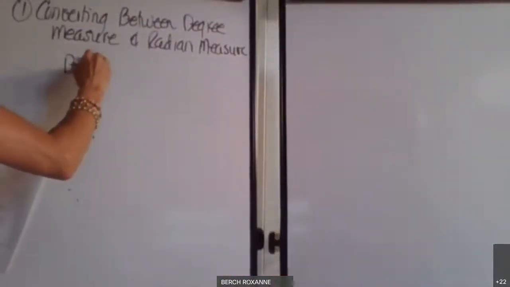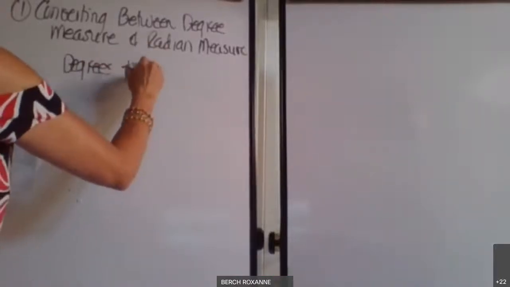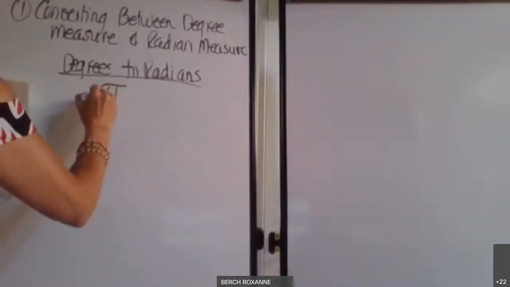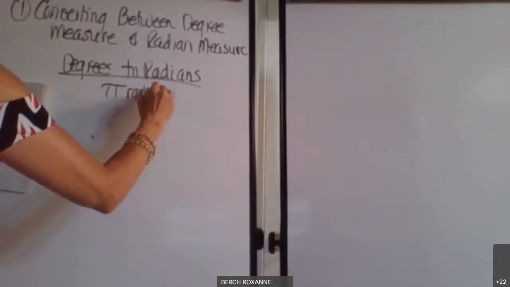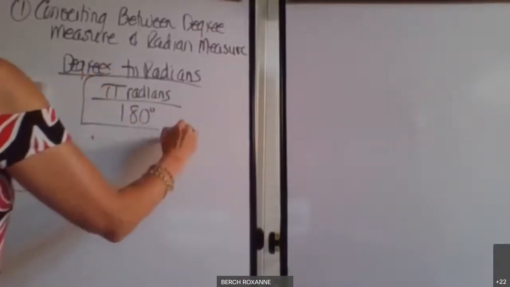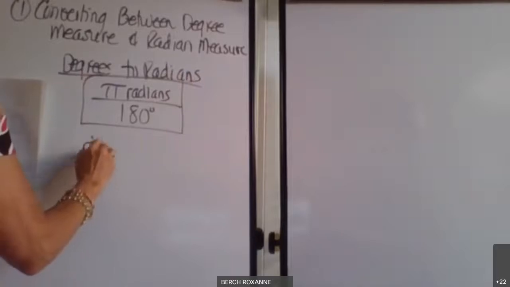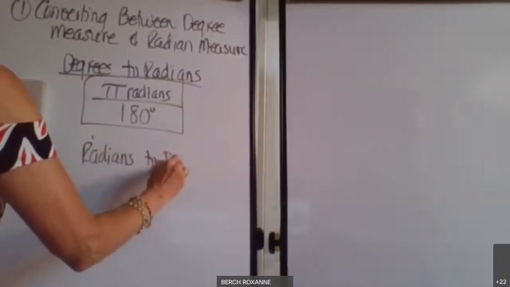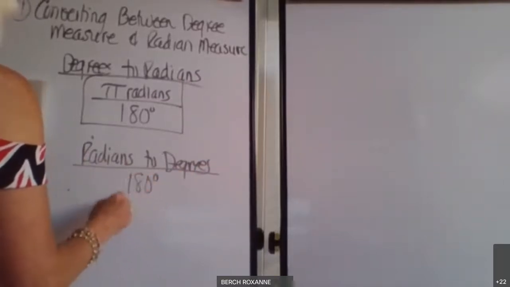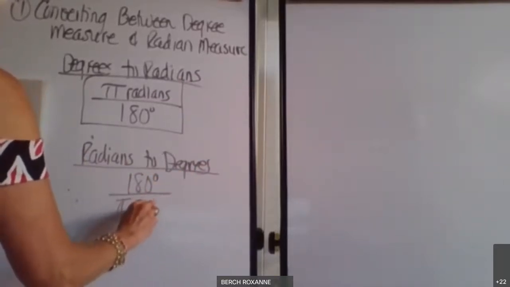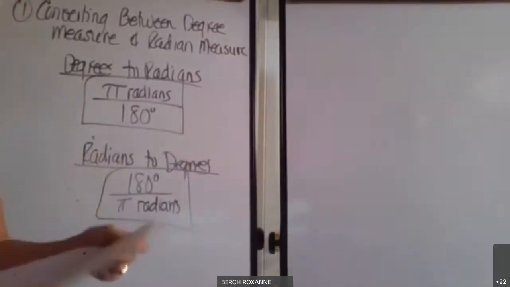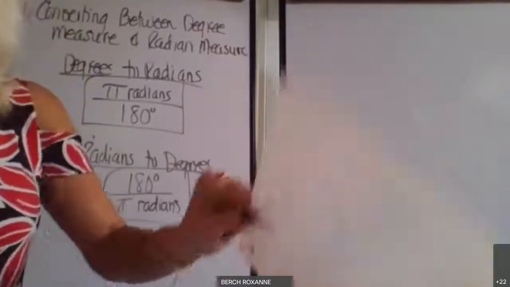We're not even going to memorize, we're just going to use common sense, but I'll write this up here. So degrees to radians, you're going to use pi radians over 180 degrees. From radians to degrees, we're going to use 180 degrees over pi radians. Sometimes I don't even write this on the board because I don't want you to memorize it. You're going to use common sense.